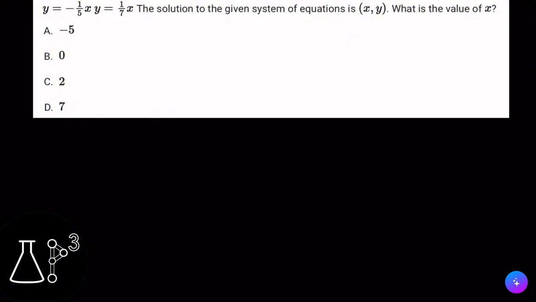So I'm given two equations. Y equals negative 1 divided by 5x, and y equals 1 divided by 7x. I'm looking for my value of x. So what I want to do is plug in my y value into one of the equations to look for my x value. And if I do that, I'm going to get negative 1 divided by 5x, which equals 1 divided by 7x.